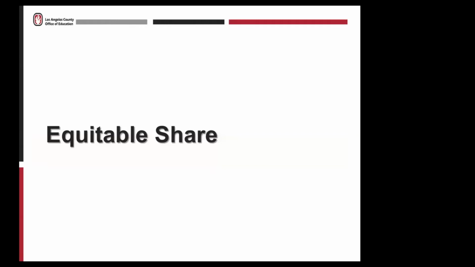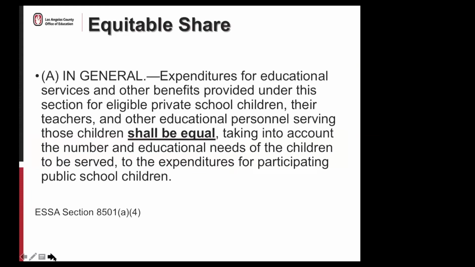Now we're going to take a look at Equitable Share. Under ESSA, Section 8501A4, Equitable Share ensures that there is the equitable participation of private school students, teachers, and families. These services are considered to be equitable when the district meets the expenditure requirements of the federal program and the district provides a program that meets the educational needs of the participants. It must also be equitable in comparison to the services and other benefits that the district is providing for their own students.